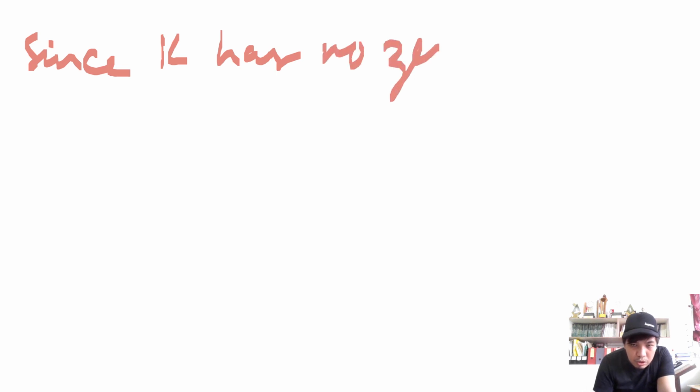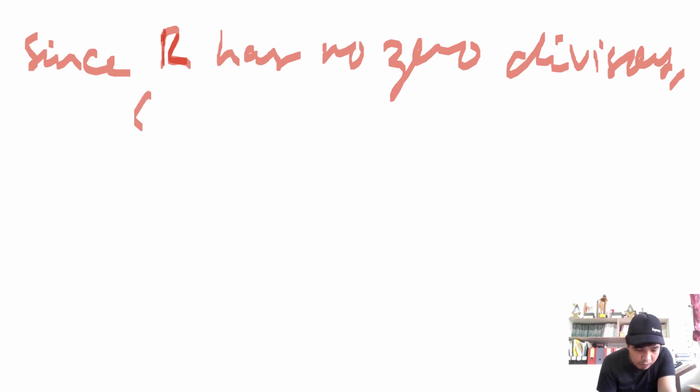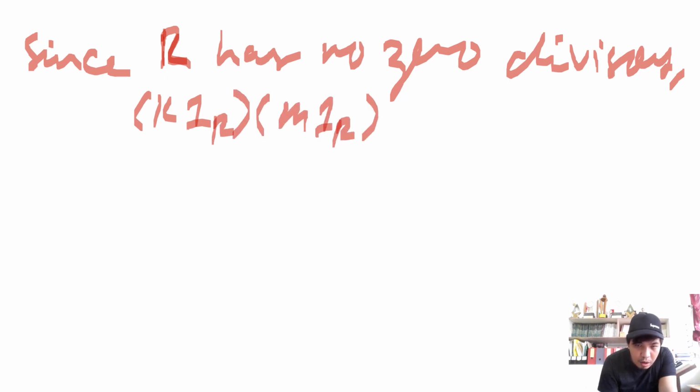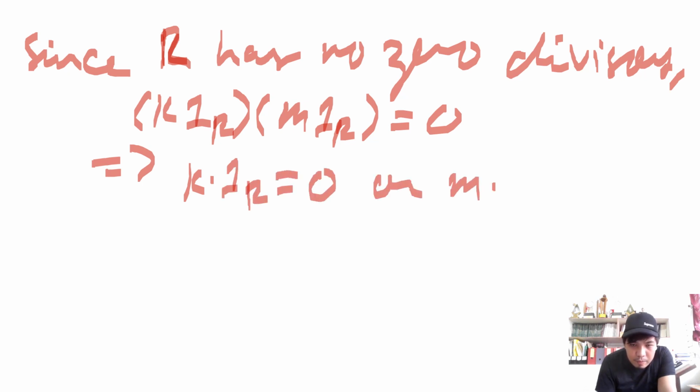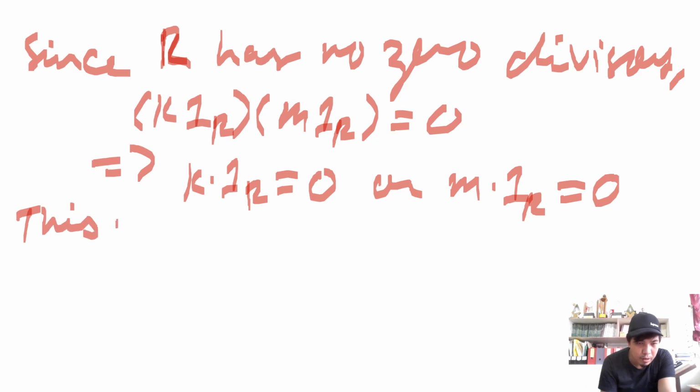Notice that since r has no zero divisors, then the previous statement, k times 1 sub r times m times 1 sub r equals 0, implies that either k times 1 sub r is equal to 0 or m times 1 sub r equals 0. Okay, this is a contradiction.